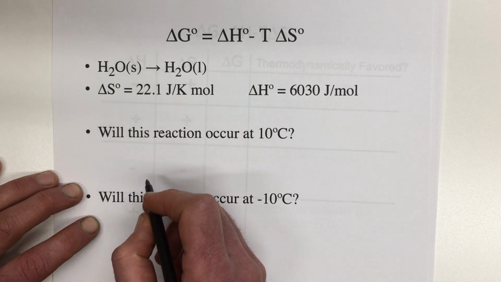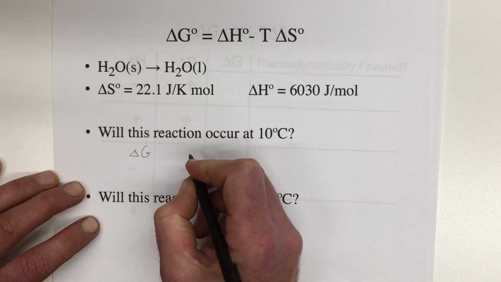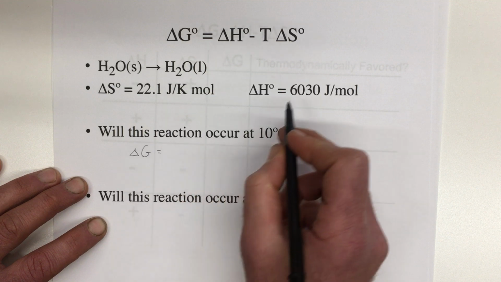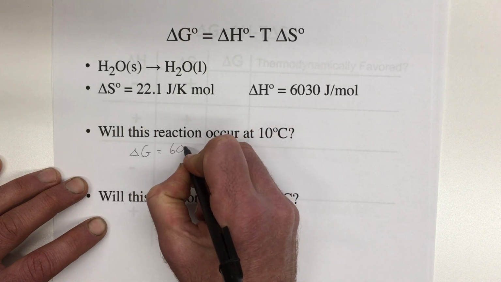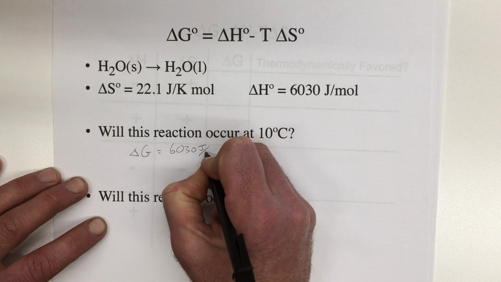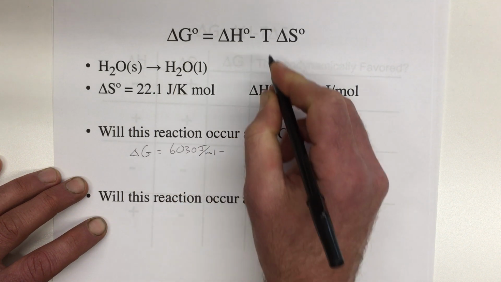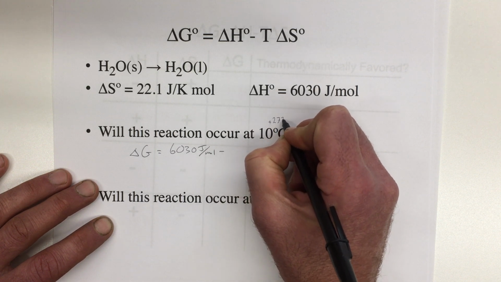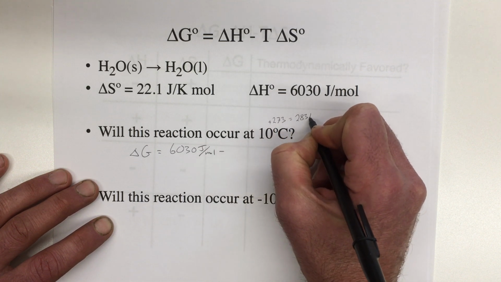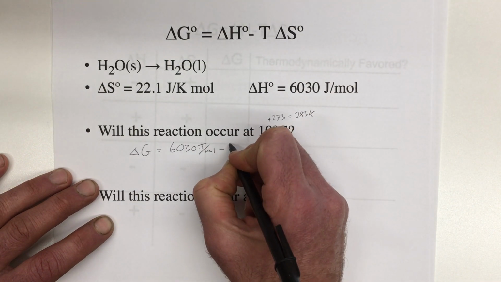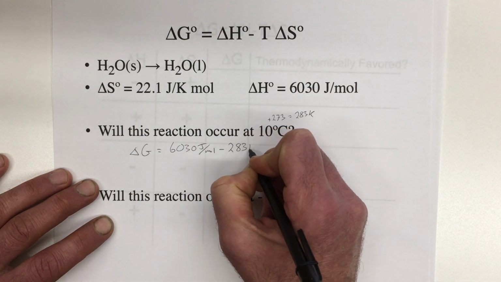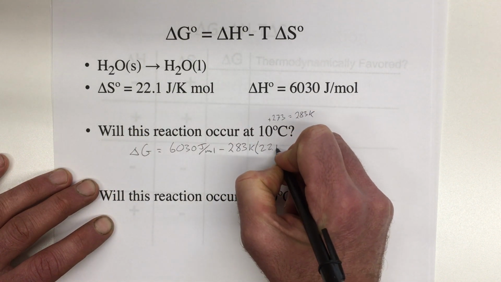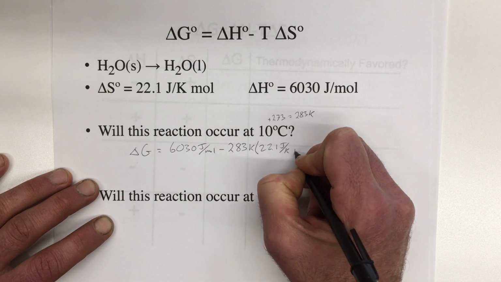To figure that out, we're going to calculate delta G, the Gibbs free energy change for the reaction. That's going to be equal to the enthalpy change, so 6,030 joules per mole, minus the temperature. The temperature is 10 degrees Celsius; we'll add 273, and you'll get 283 Kelvin. So times 283 Kelvin, and then delta S is 22.1 joules per degree Kelvin mole.